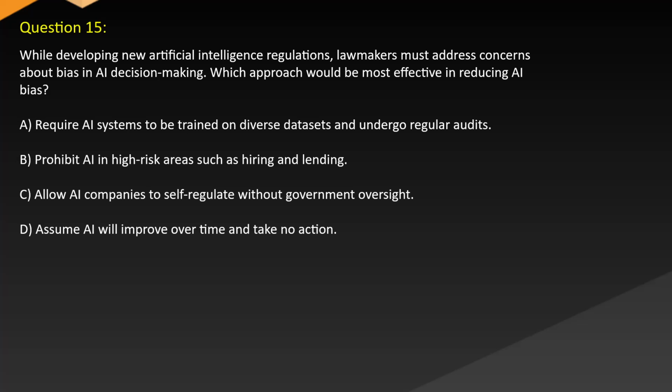A. Require AI systems to be trained on diverse datasets and undergo regular audits. B. Prohibit AI in high-risk areas such as hiring and lending. C. Allow AI companies to self-regulate without government oversight. D. Assume AI will improve over time and take no action.